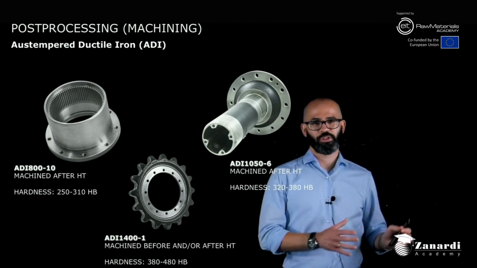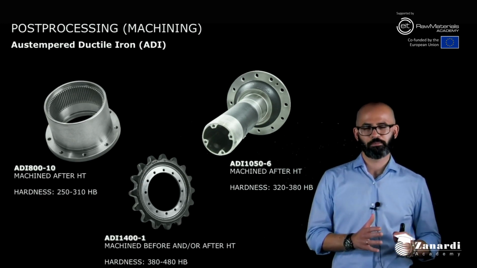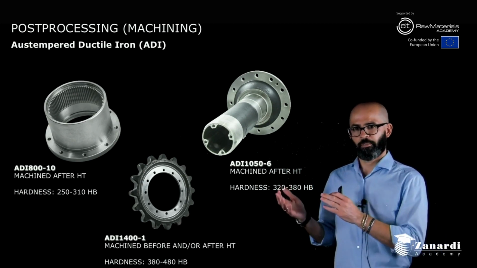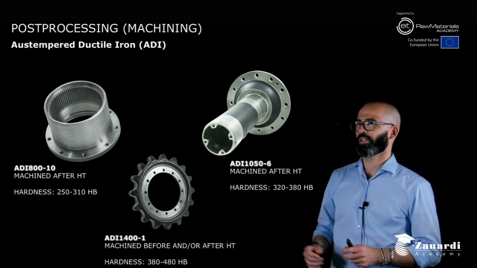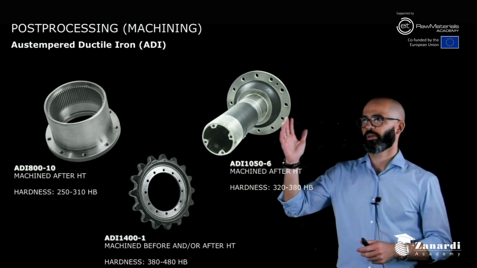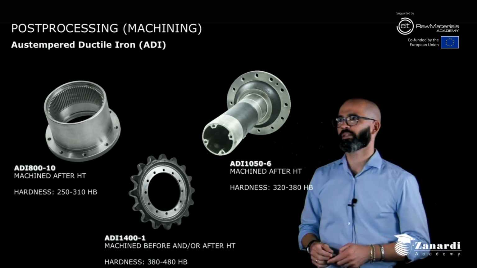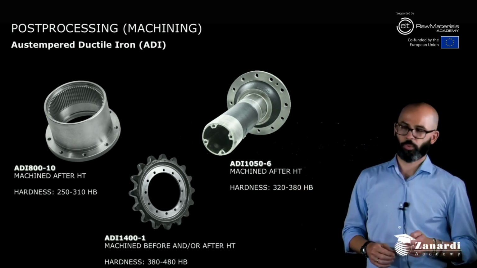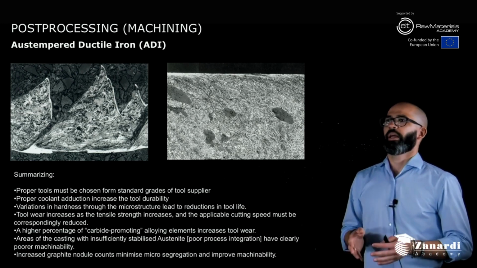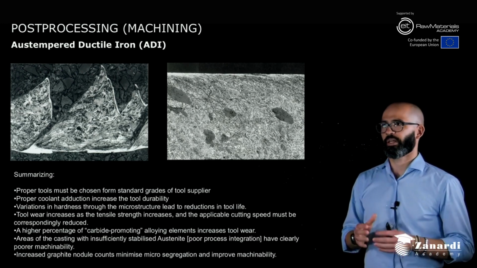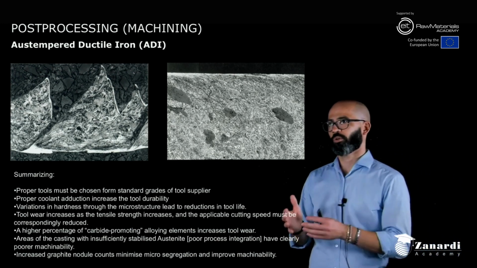So, don't worry about machining ADI. ADI is absolutely machinable after the treatment and if it's necessary, before the treatment. With the right parameters, the right information, as you can see here, complex shape, wear-resistant application, high level of ADI grades, is absolutely machinable with the right information. So, don't worry about that. Of course, the paper attached to this presentation can give you also additional information and can support you in the right approach on machining ADI.